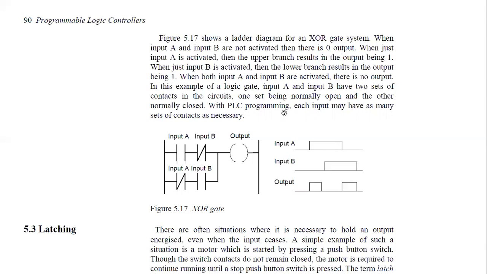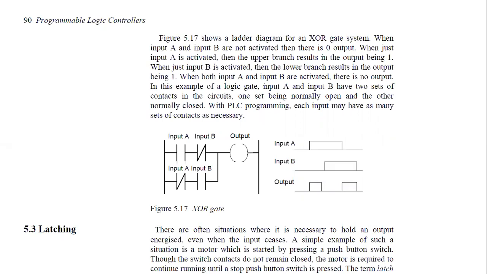So for this one, going by this ladder diagram, when input A and input B are not activated, there is zero output. You can see that when both the input A and B are not activated, the output is zero. But when just one of the inputs is activated, then the upper branch results, the output will be one. So that means that when just one of the inputs is activated, there must be an output in your ladder diagram.